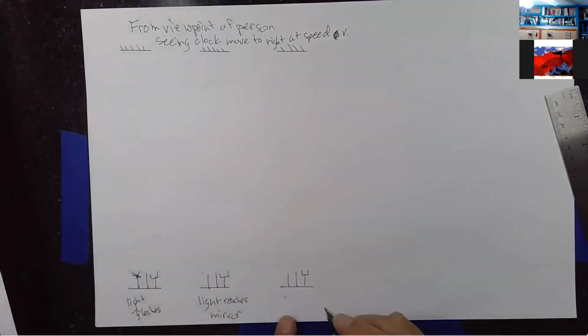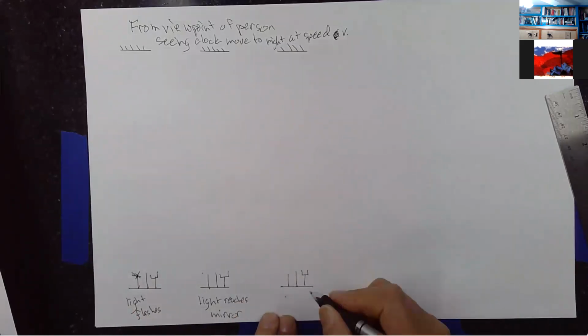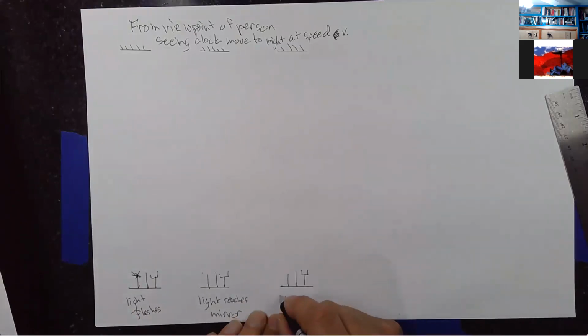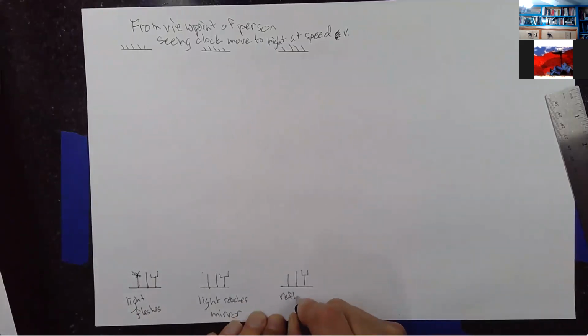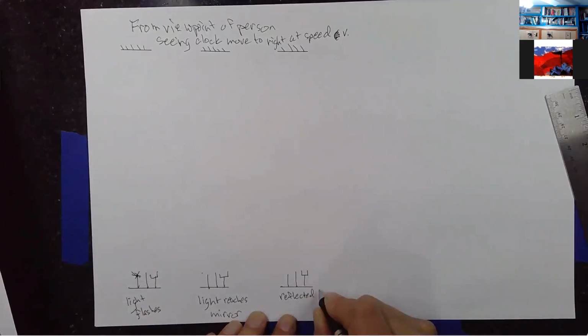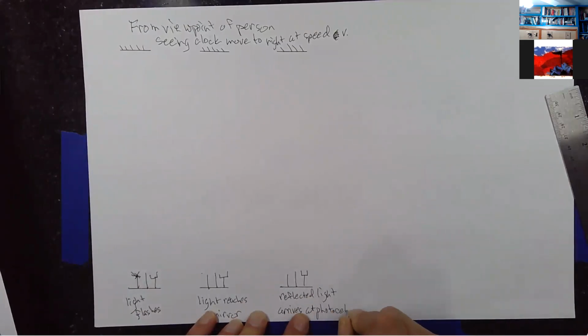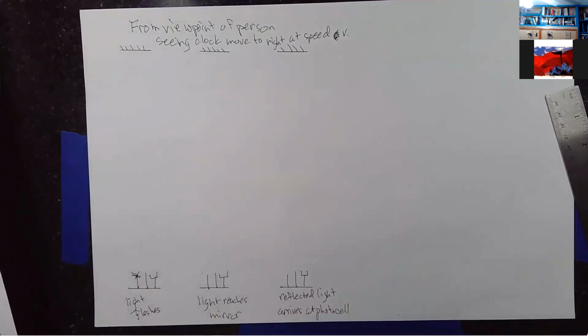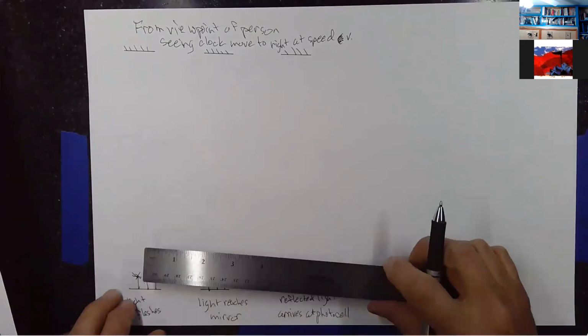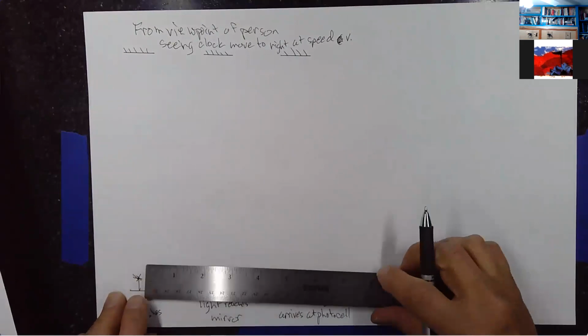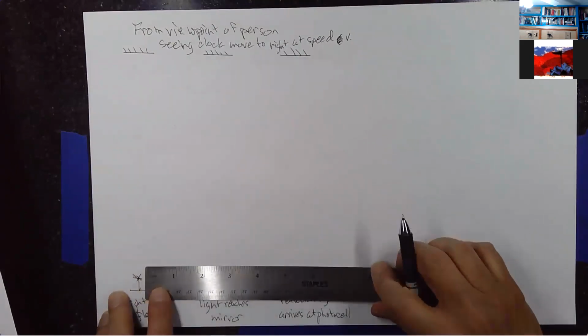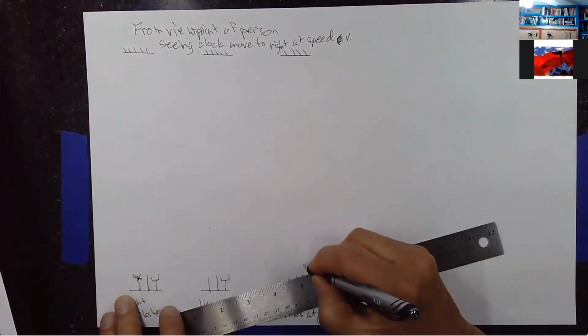And the third event is going to be the reflected light arrives at the photocell. Now, during the time of these three events, this clock is going to have moved to the right. Let's see, I want to extend this thing up here a little bit.